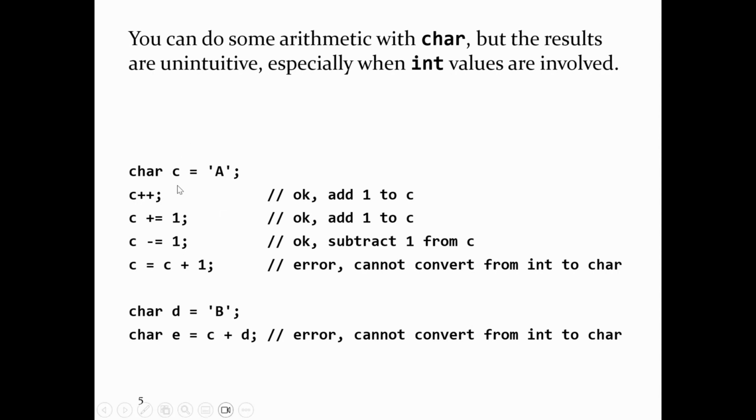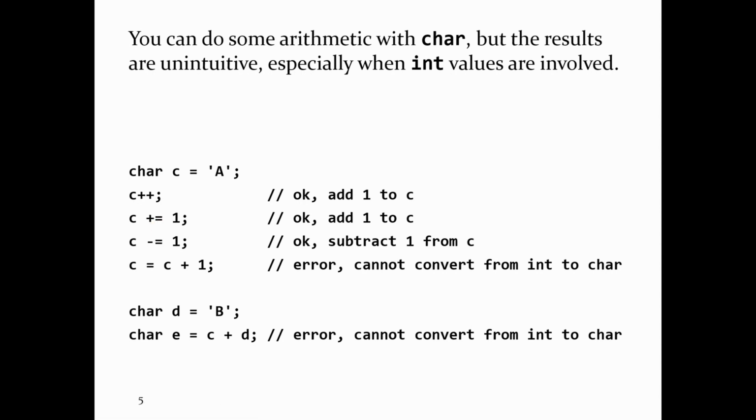So I'm going to do what looks like something similar to the previous example. I'm going to start with the letter A. I'm going to write C++. So plus plus means add 1 to the value C. It also means something else, but I'll leave that out for now. So that adds 1 to C. If you were to print out the value of C after this line here, you would get the uppercase B.